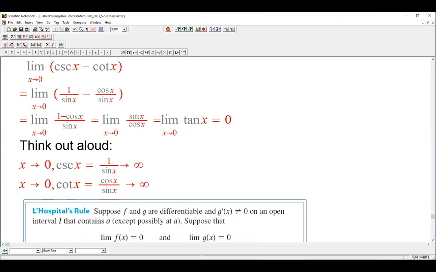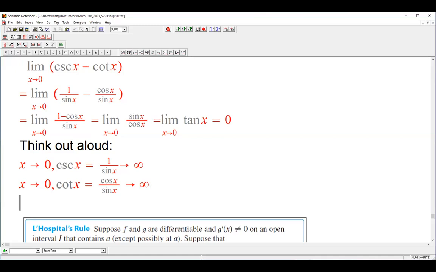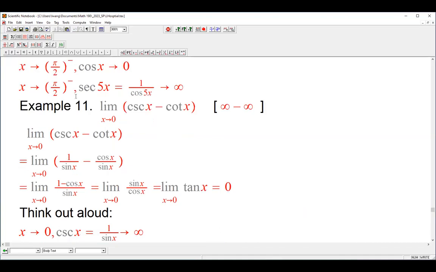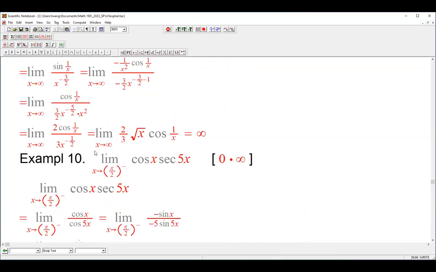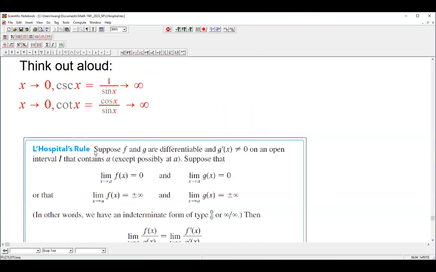Okay. So that was the purple one, right? Let's see, let's do just a couple more. Example number 12.